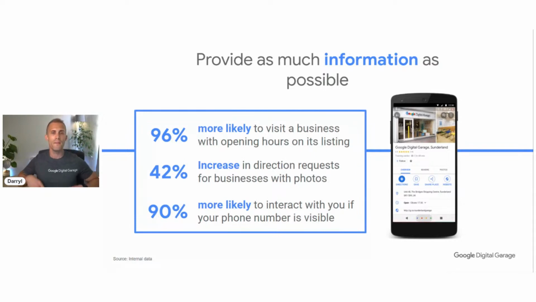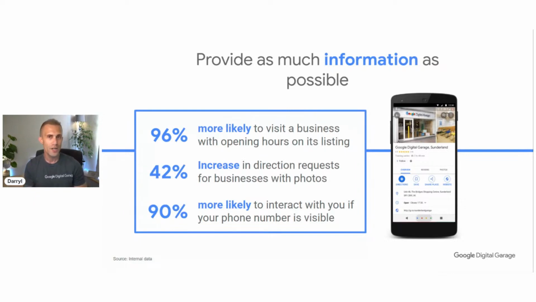This part is really about how do we understand if there's more information. 96% are more likely to visit the business with opening hours on its listing. If you have a physical location and you want people to come to your location, having those opening hours and closing times clear as day is really just going to increase the likelihood of them visiting your business.